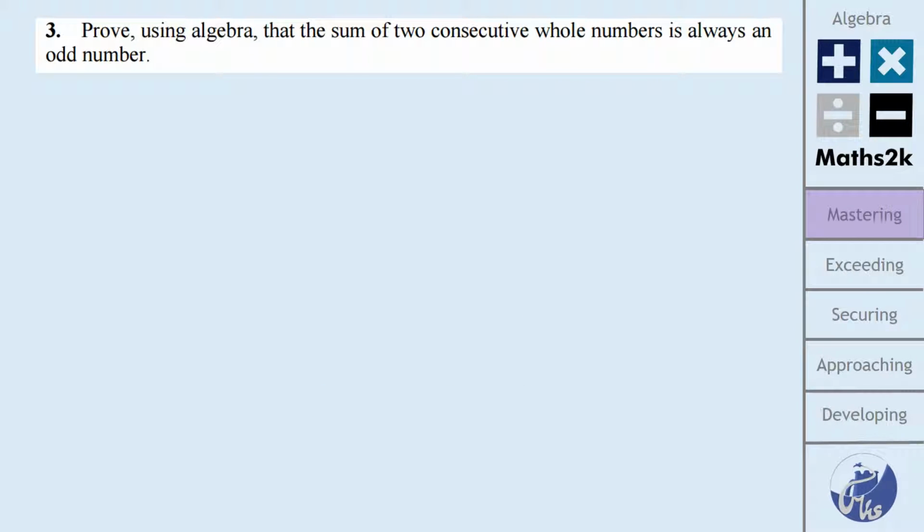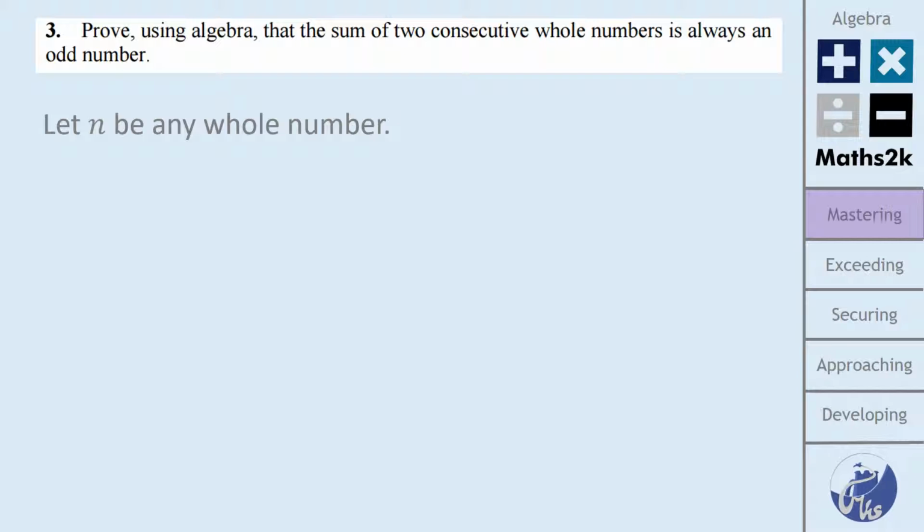So this second question that I'm going to go through is about proving using algebra that the sum of two consecutive whole numbers is always an odd number. So to start off with, you want to be able to consider, well, how do we show any whole number to start off with? Well, we want to use the letter n. That's a general letter that we'd use in proof to show any whole number or any integer.